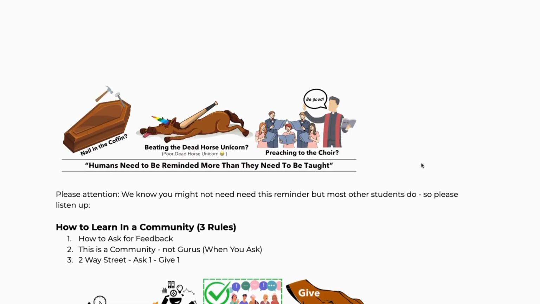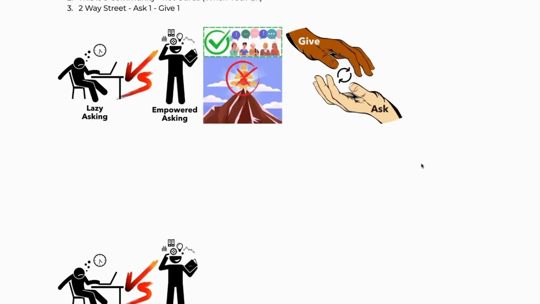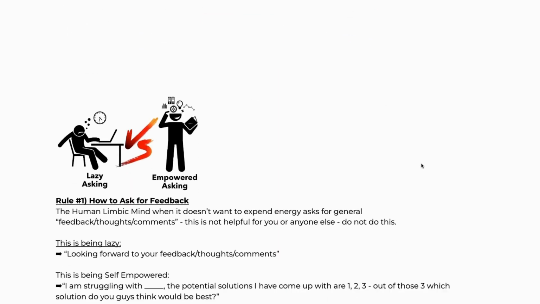A couple points on here. Let's put the nail in the coffin. Three rules. Number 1, how to ask for feedback. Number 2, this is a community, not gurus. And number 3, it's a two-way street. Ask one and give one.